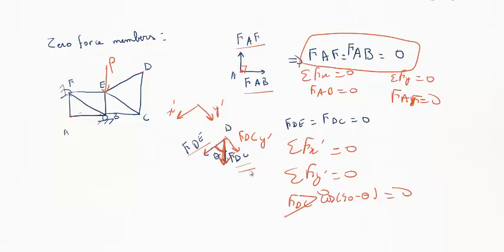So FDC is 0. And doing for FDX, we have FDE minus FDC cosine theta equals 0. Now we have from this that this is 0. So we know that FDE is 0.